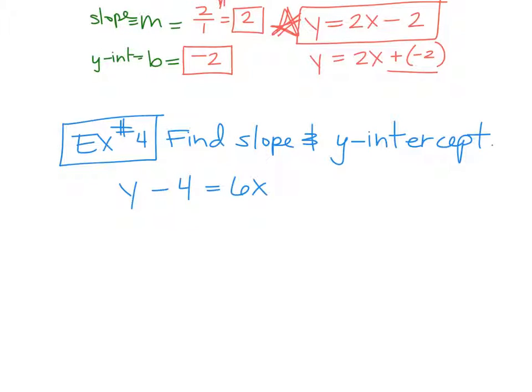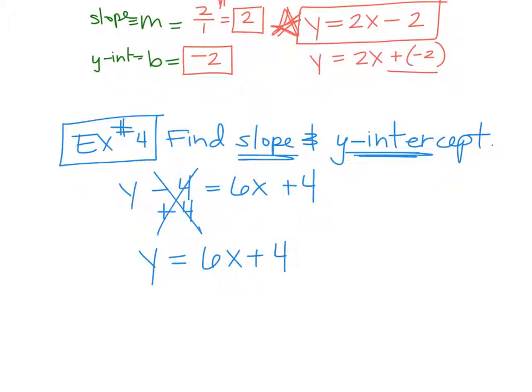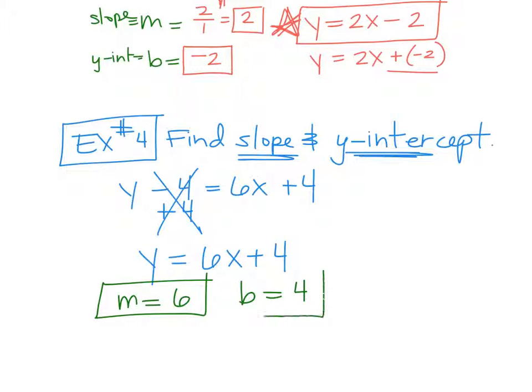That means that y has to be by itself. So we have to add 4 to both sides. So this is gone, and you get this. I will do another one, just wait. So if this is your setup, now you can answer the question, what is the slope, what is the y-intercept? What's my slope right now? Not 6x. Your slope is just the number in front of the x. So your slope is 6. What's your y-intercept? 4. A positive 4.